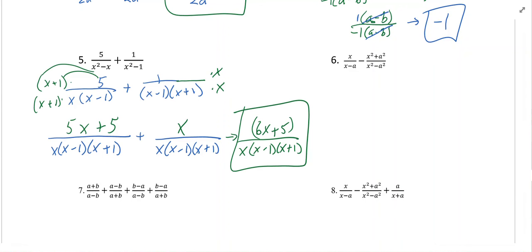Okay, so when we factored out the denominator in the first fraction, it was x(x minus 1). And then the second one was the difference of squares, so you had (x minus 1)(x plus 1). So when we looked for the common denominator, it's x(x minus 1)(x plus 1). When I distributed and combined like terms on the numerator, I was left with 6x plus 5 over x(x minus 1)(x plus 1).